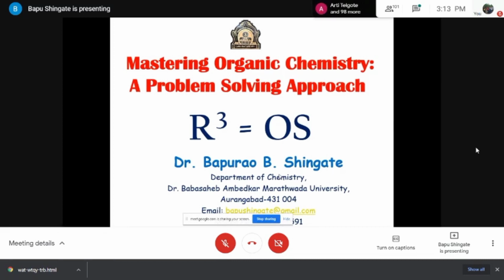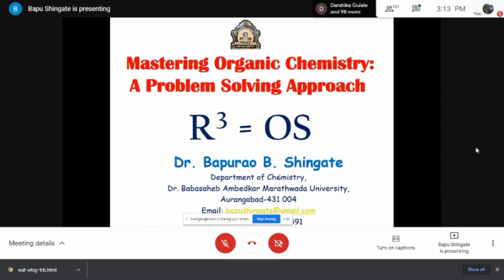In some part of physical organic chemistry we have seen some equations like the Hammett equation, but this equation is not available at any place, not only internet resources but also books, because this equation was created by some person, and so far it is not available anywhere. But we have to give justice to this particular equation, R cube is equal to OS.